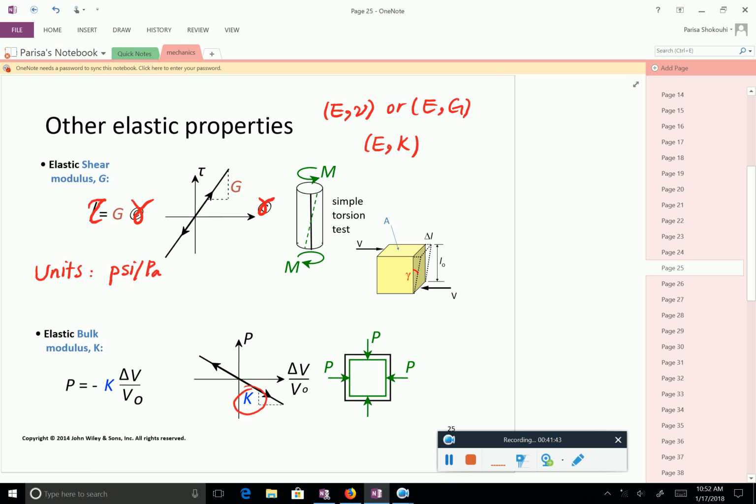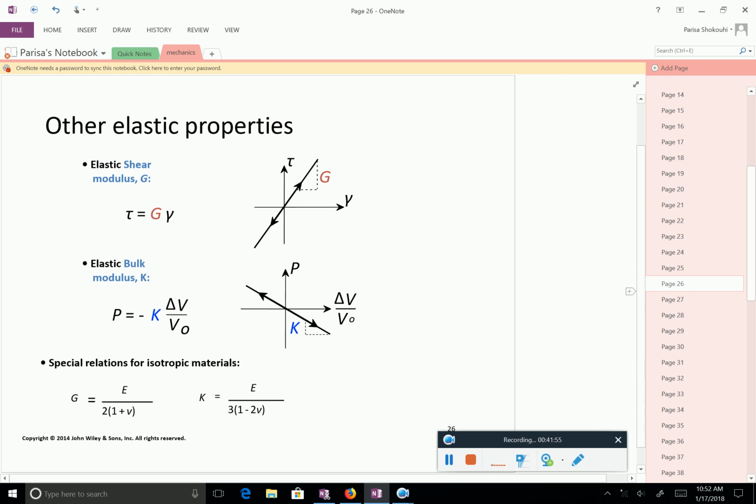Since we are not going to use this as much, I've just included it for the sake of completeness. There are some useful relationships between these different parameters.